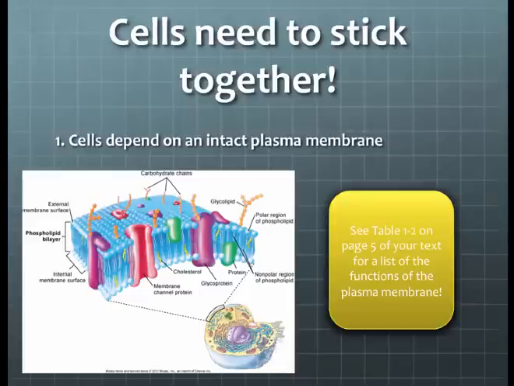You can see that the plasma membrane itself is made up of lipids, which are generally just fat. So they're made up of fats like cholesterol. They're made up of carbohydrates and proteins. That is what the plasma membrane actually looks like, and you can see that right here.